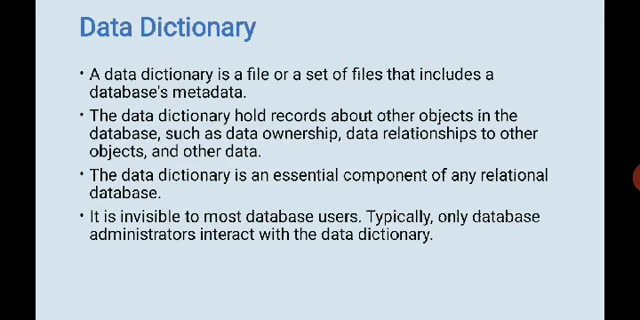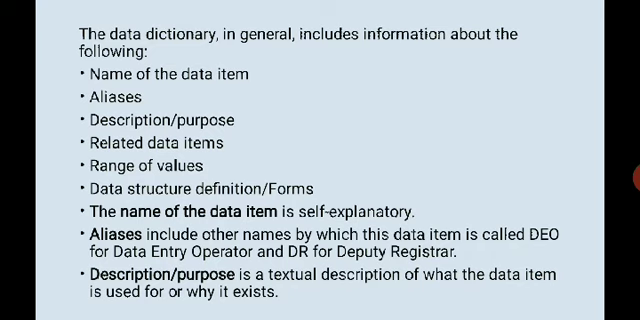This is an essential component of any relational database, because ultimately whatever data you are using in your system, you have to put a description to it also, right? So all the relationships and who is owning it will be described. The data dictionary will have full information about the data. In general, the following will be included: the name of the data item, aliases, a description or purpose, related data items, a range of values, and a data structure or definition form.